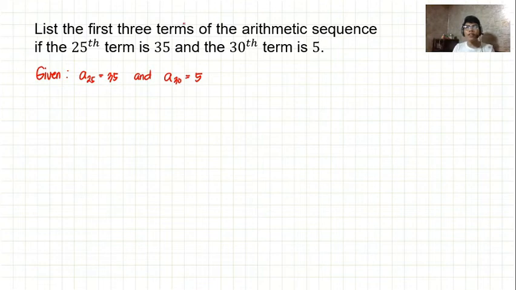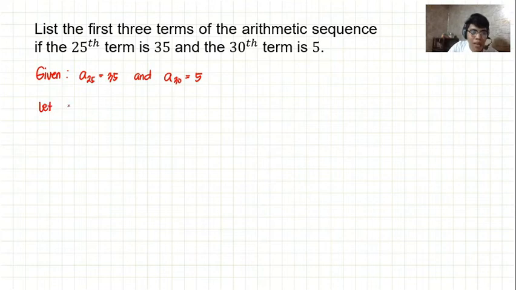So there are different ways in solving this one. So I will just give you my way in solving this. Okay, so what I'm going to do, since we are to find the first three terms of this arithmetic sequence and the first term is not given as well as the common difference. So our goal here is to solve first for the common difference and the first term.